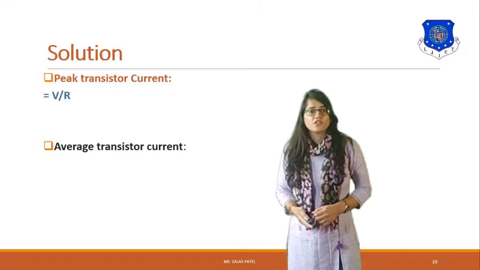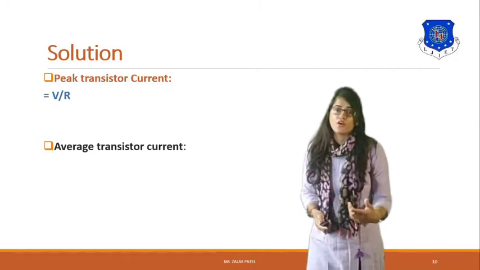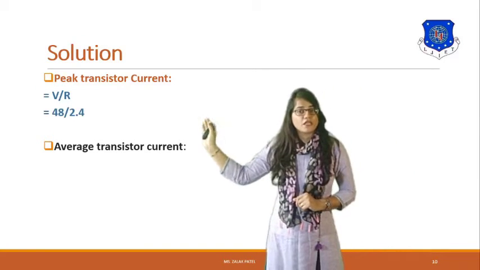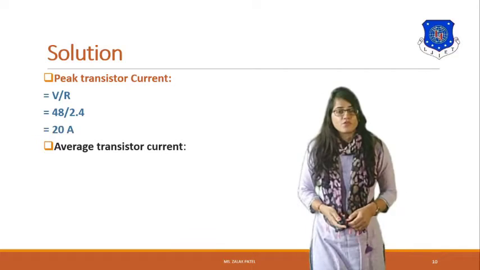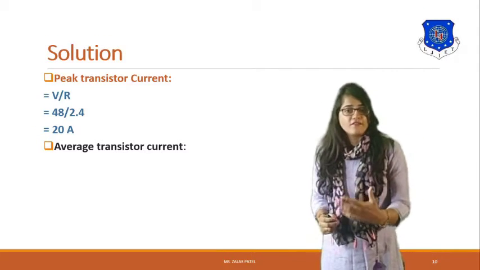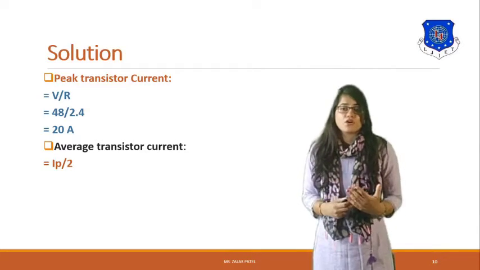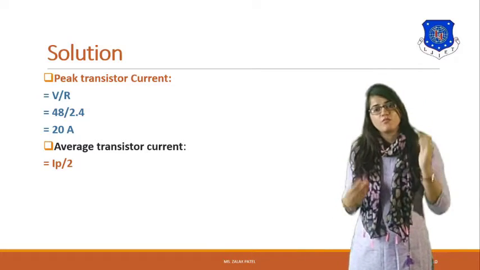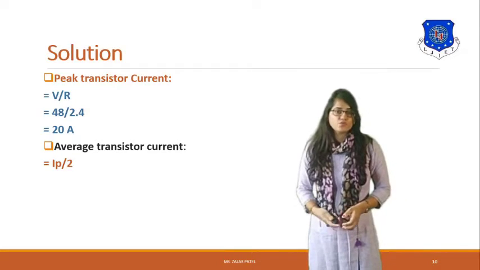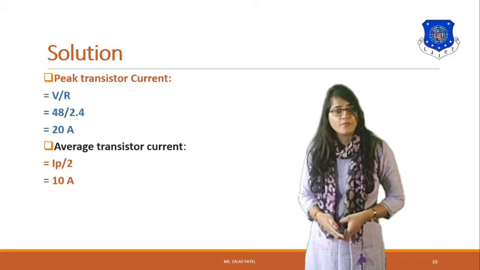Now, for finding out the peak transistor current, current is the ratio of voltage upon resistance. We have already been given the value of the voltage. So if you put it over here, it will be 48 upon 2.4. So you get the answer 20 ampere for the peak transistor current. Now for the average transistor current, it will be the peak current divided by 2, because the RMS value is the maximum value upon root 2, but for the transistor, it will be the peak current divided by 2. So the answer is 20 by 2, means 10 ampere.